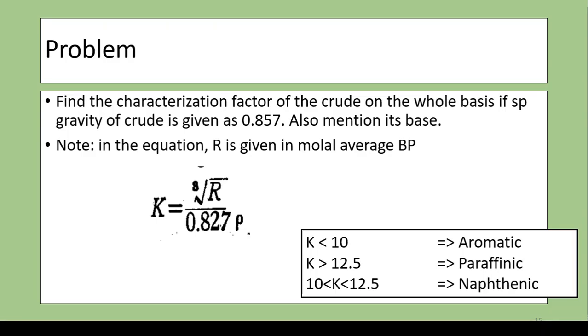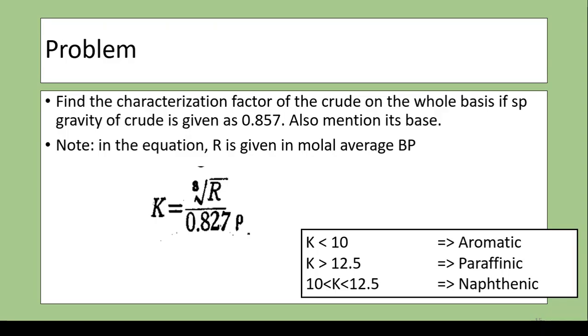So here the equation for calculation of characterization factor is given. K is equal to the cubic root of R upon 0.827 multiplied by the specific gravity. But the R that is given here is basically the average boiling point, and in this case it is a molar average boiling point. So that is basically the main issue.